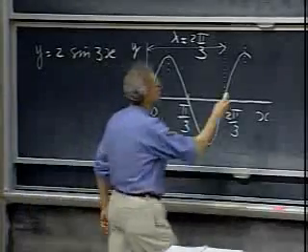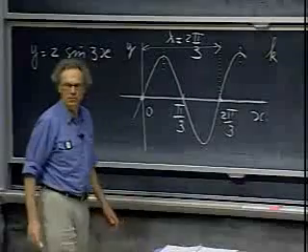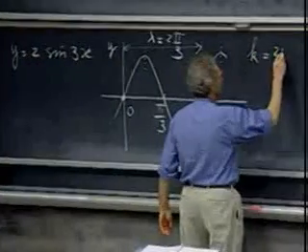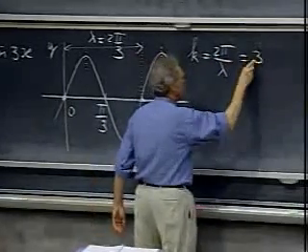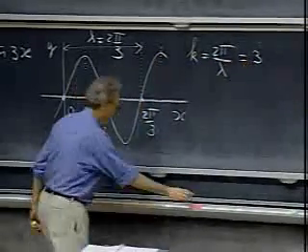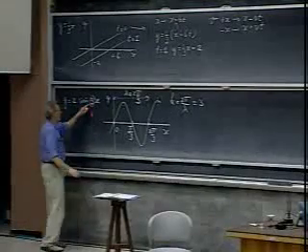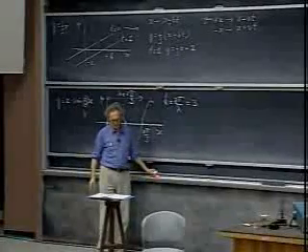I will introduce a symbol k that you will often see. We call that the wave number. And k is simply defined as 2 pi divided by lambda. So in our specific case, k is 3. This here is k. If you know this number, you can immediately tell what the wavelength is.